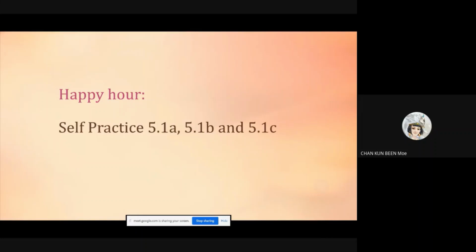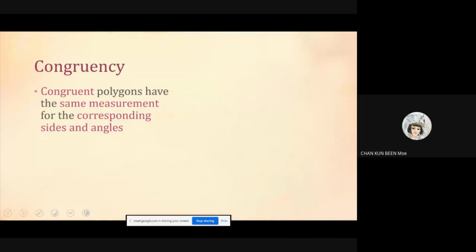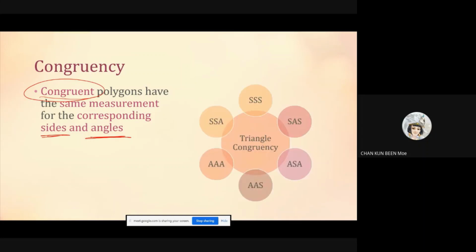Okay, so we summarize everything that we learned today from the beginning. Today you learned about congruency. Congruent polygons have the same measurement of the corresponding sides and angles. So you remember this: congruent polygons must have the same measurement of corresponding sides and angles, these two. After that, we also learned the triangle congruency rules: SSS, SAS, ASA, AAS, AAA, and SSA. Make use of these triangle congruency rules. So that's all for our lesson today.